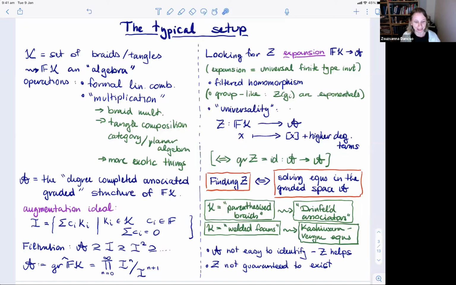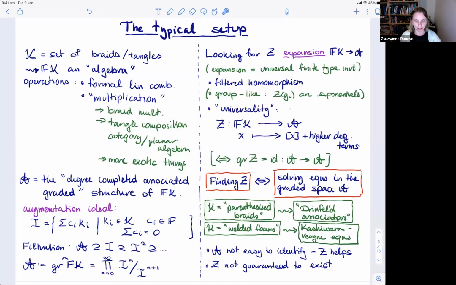The important part is that we extend linearly, and then we also have some sort of multiplication operation, which in the case of braids would just be braid multiplication. But in the case of tangles, it's a richer structure. You can compose tangles not just by stacking, but using any kind of linear connections. And then there are more exotic things like knotted trivalent graphs. So that gives some form of finitely presented algebraic structure.